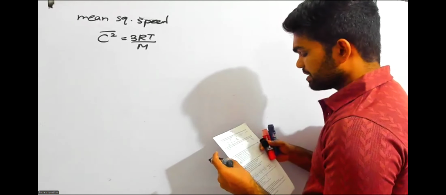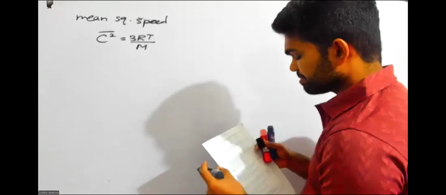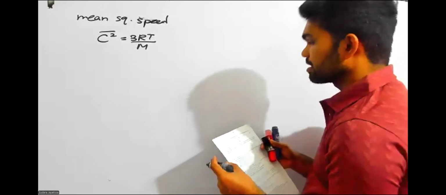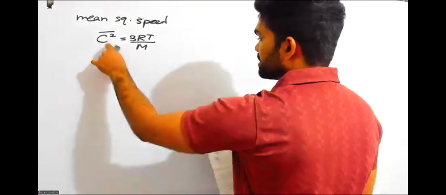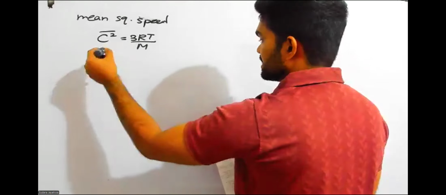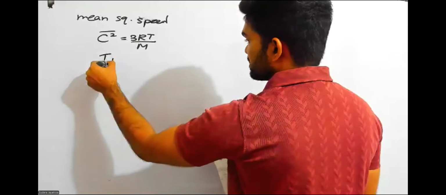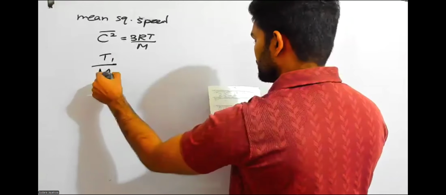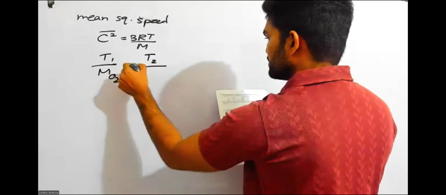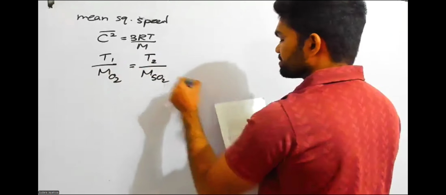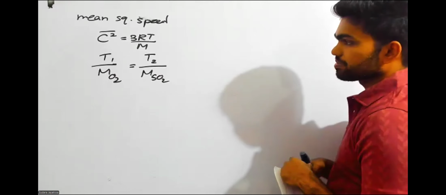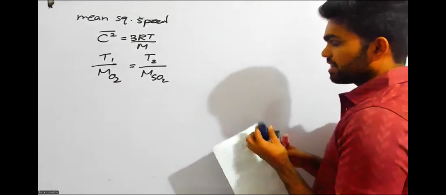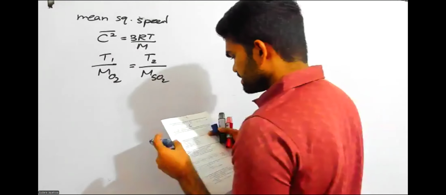They're asking at which temperature they are equal. Okay, so then the C square bars are equal. So then we can say, let's say T1 over molar mass of O2 is equal to T2 over molar mass of SO2. This equation you can derive using that because it says the speeds are equal. And then you can say it is SO2, the first one.